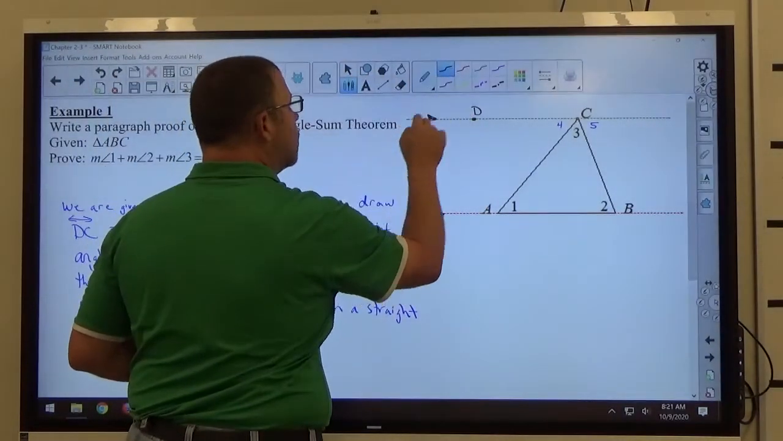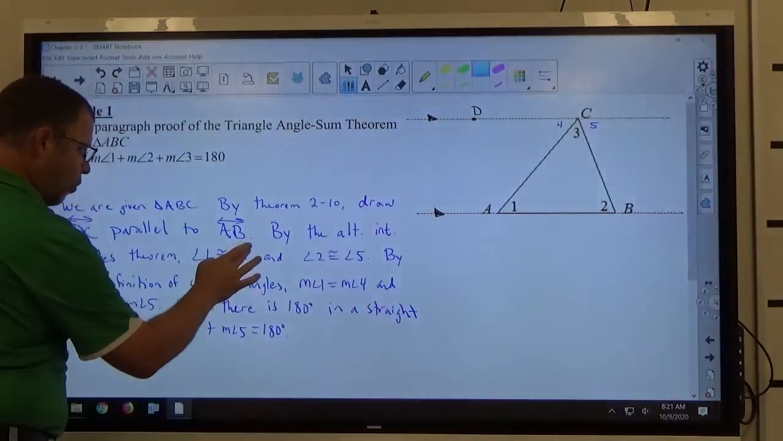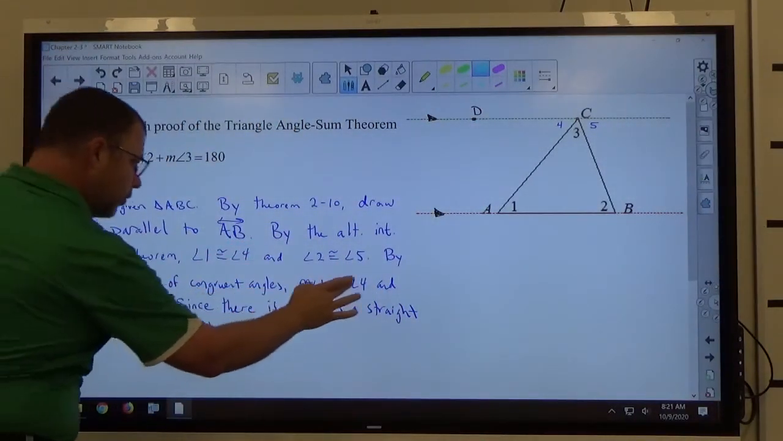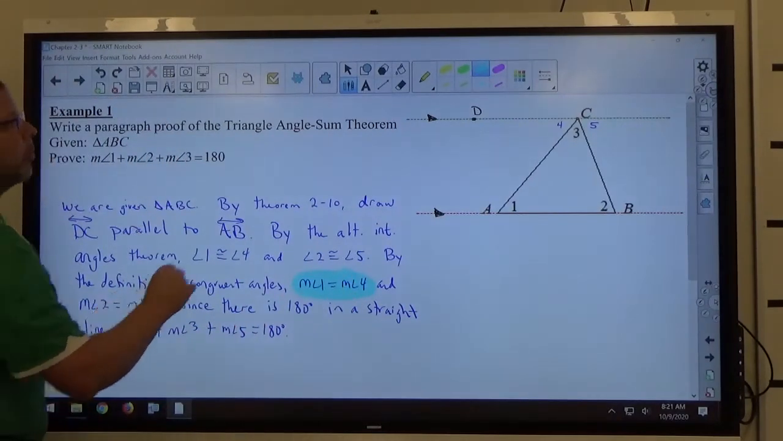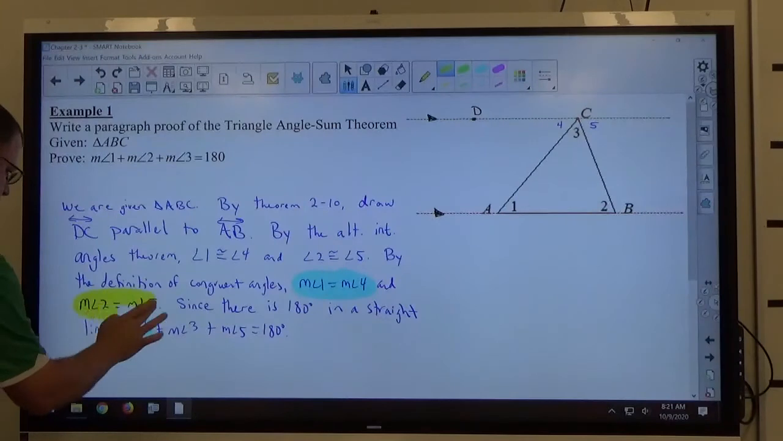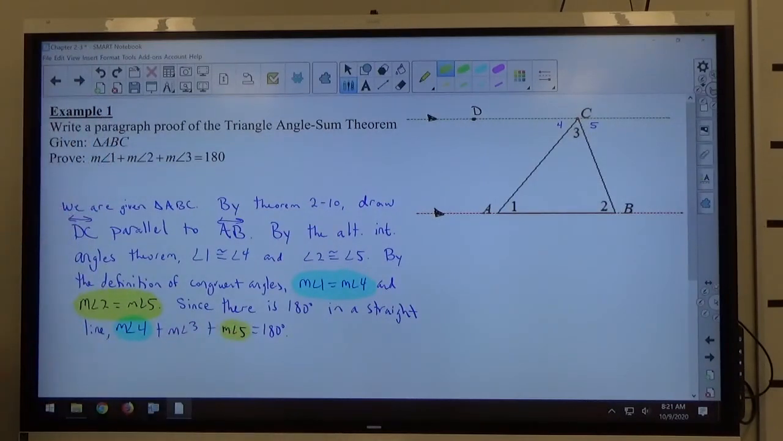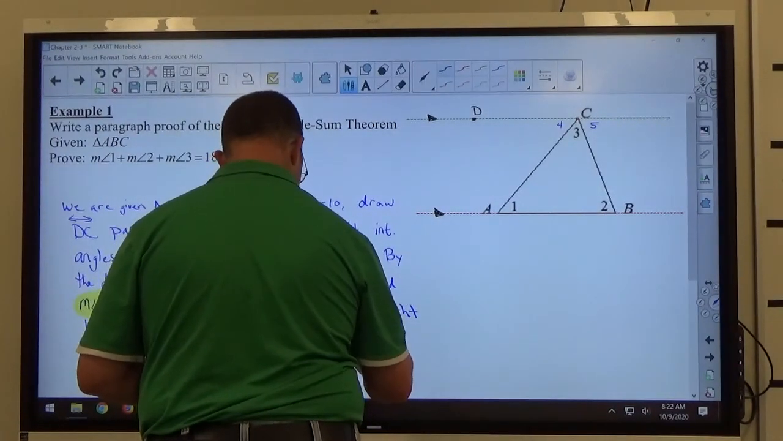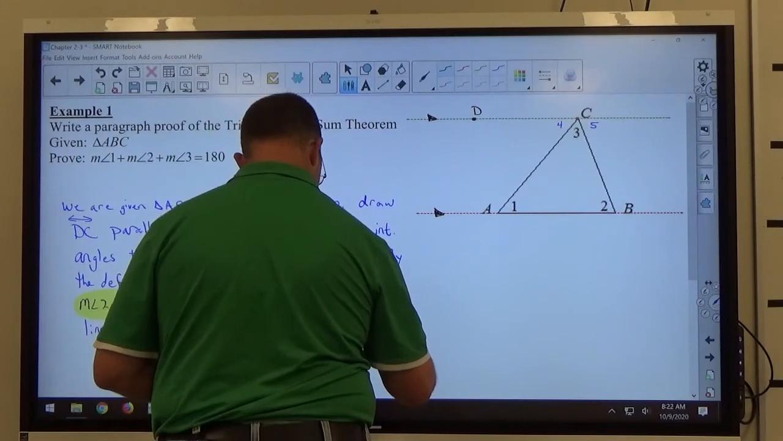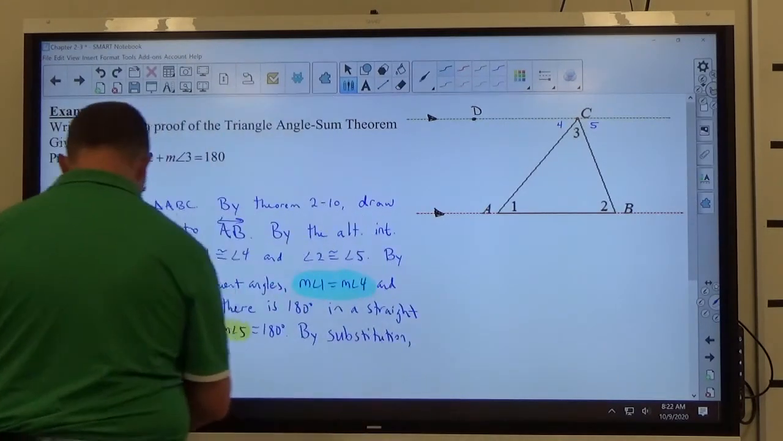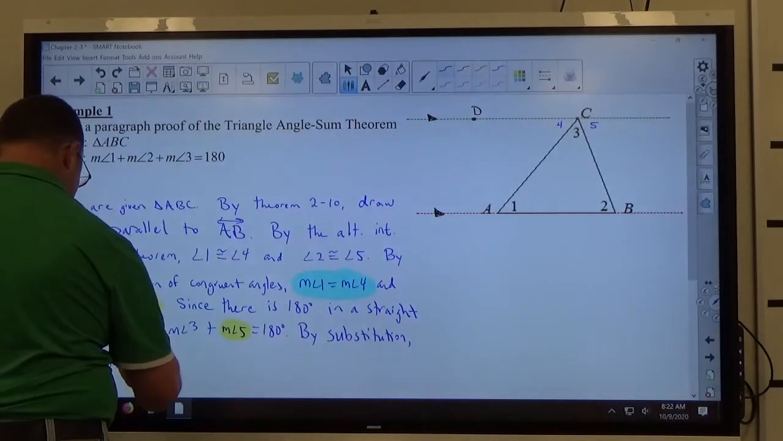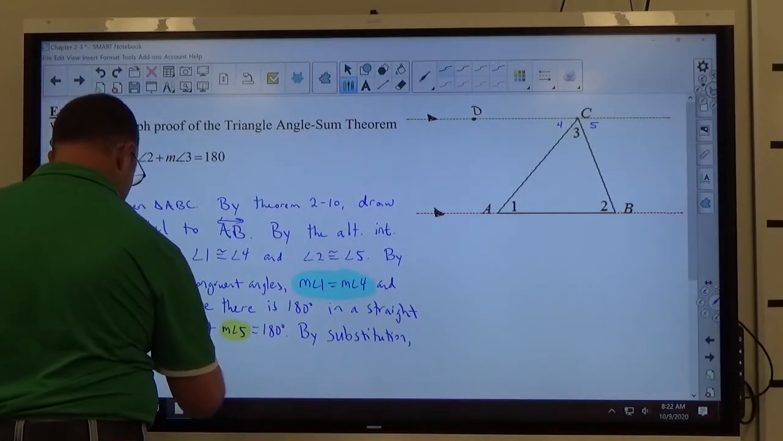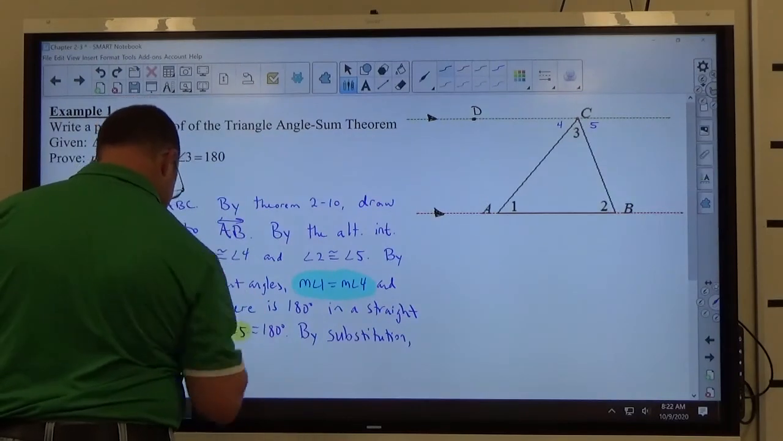And again, we already know that angle 1 equals angle 4, so that can be changed to 1, and angle 2 equals angle 5, so that can be changed to 2. And just to get the same order, I'm going to put angle 1 plus angle 2 plus angle 3. So finally, by substitution, measure of angle 1 plus measure of angle 2 plus measure of angle 3 equals 180 degrees.